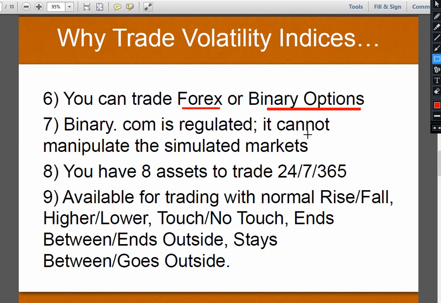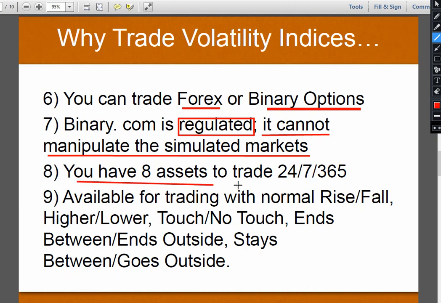Number 7, Binary.com, the broker who supports volatility indices, is regulated. The fact that the broker is regulated means there is no room to manipulate the markets. Remember, sometimes Forex brokers can manipulate the Forex markets. Binary options brokers sometimes can manipulate the markets. With volatility indices it is not possible to manipulate this. Maybe later on I'll discover there is a way. The best I know for now is these markets being simulated cannot be manipulated, and the regulations do not permit manipulation of markets anyway.